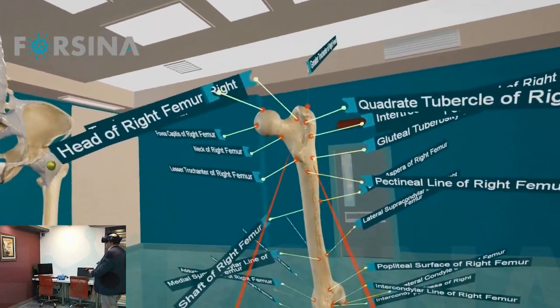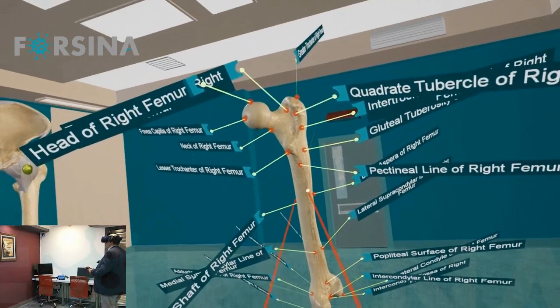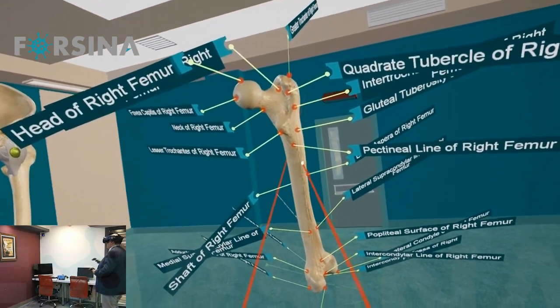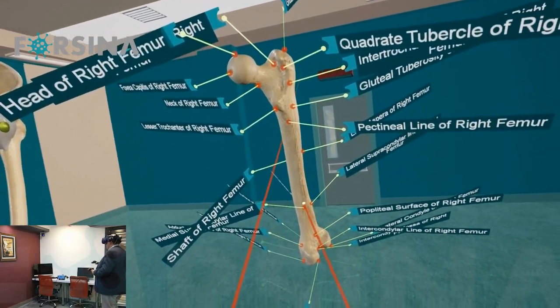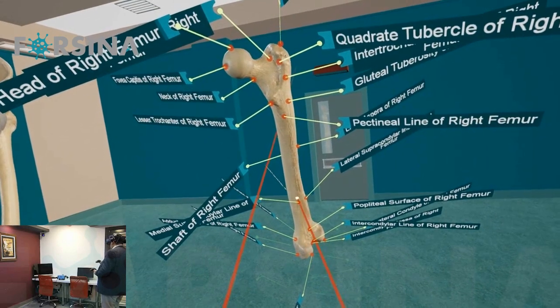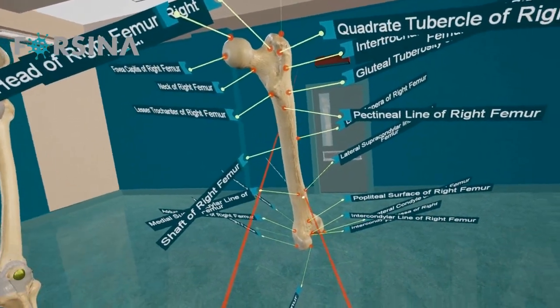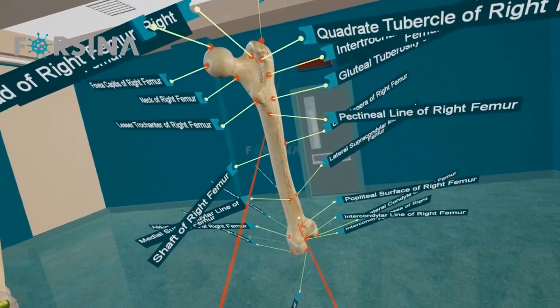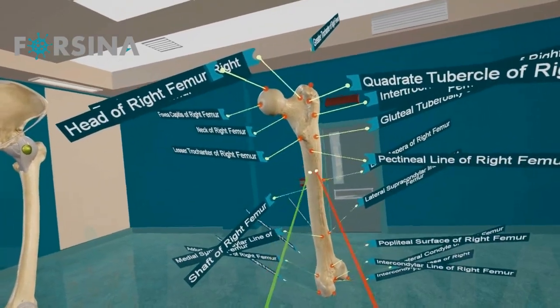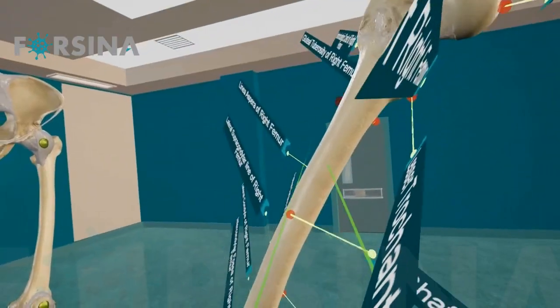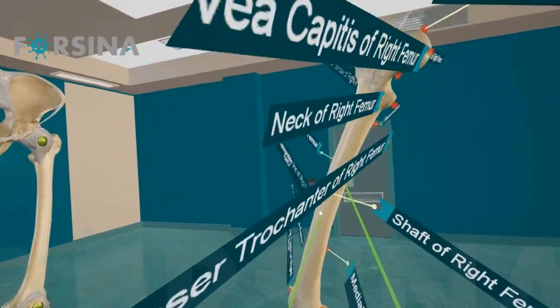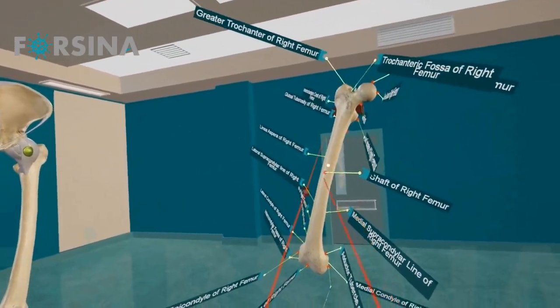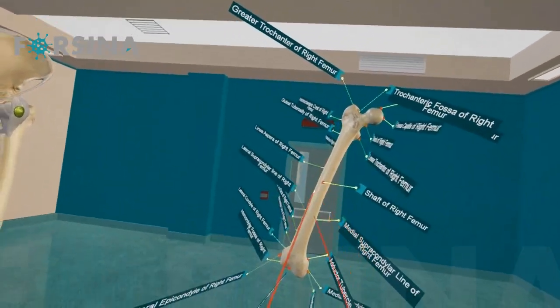These are the major parts of the upper end. Then the shaft, you can see the linea aspera, supracondylar ridges, lateral and medial, and the popliteal surface. From the anterior surface of the body of the femur, there is nothing more than describing it as a rounded surface.